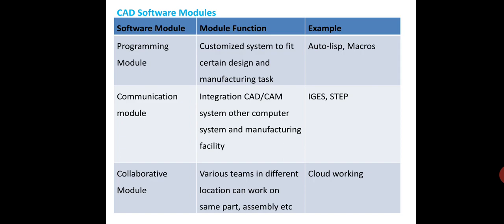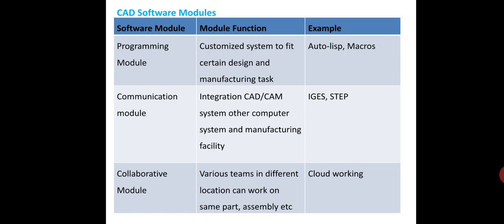Next one is the programming module. The function of the programming module is to customize the system to fit certain design and manufacturing tasks. For example, AutoLISP. In AutoCAD, LISP is a language. LISP is an acronym for list processing. It is a programming language designed for easy manipulation of data strings. It is a common language used for artificial intelligence.